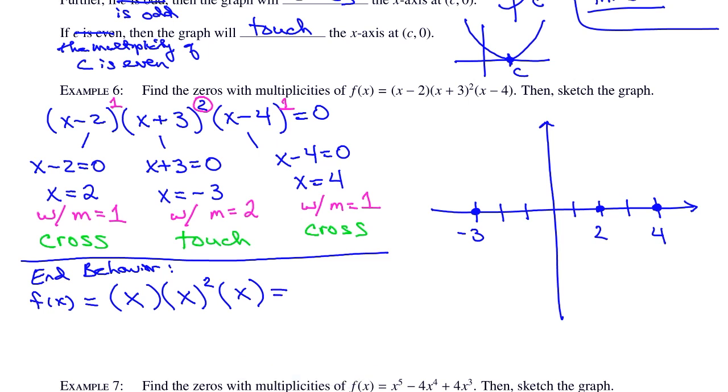But what is x times x squared times x? That's 1x to the 4th. So we have an even degree polynomial with a positive lead coefficient. That tells me that on the left side it's going to go up. Right, so up left and up right.